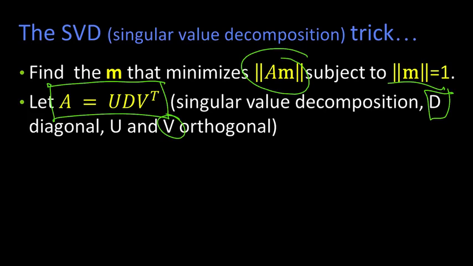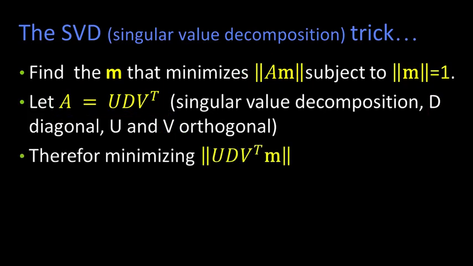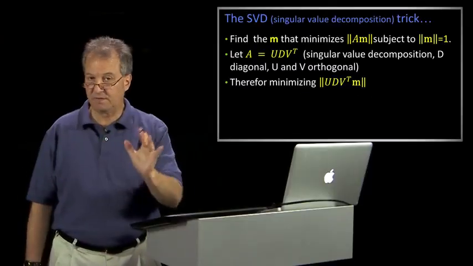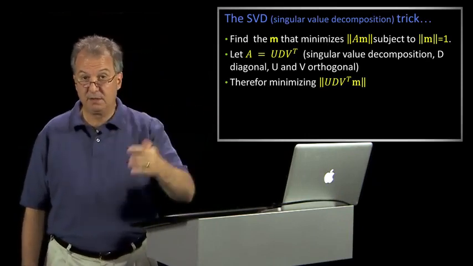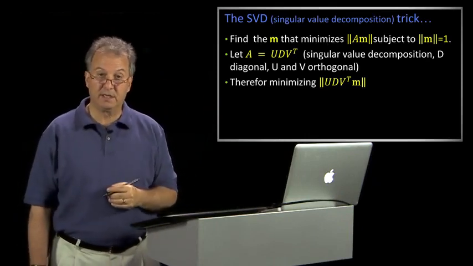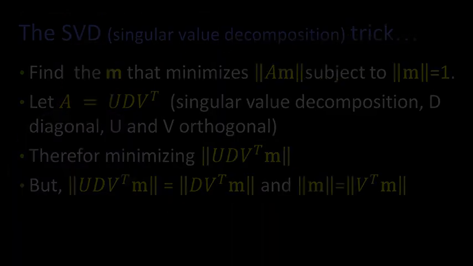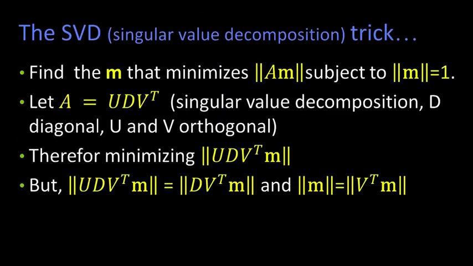So we're going to write A is equal to U D V transpose. So minimizing AM is the same thing as minimizing U D V transpose M. Got it? So far, nothing significant other than you have to use your singular value decomposition code from MATLAB. Here comes the first little bit tricky part. That is that the magnitude of U D V transpose M is equal to the magnitude of just D V transpose M.